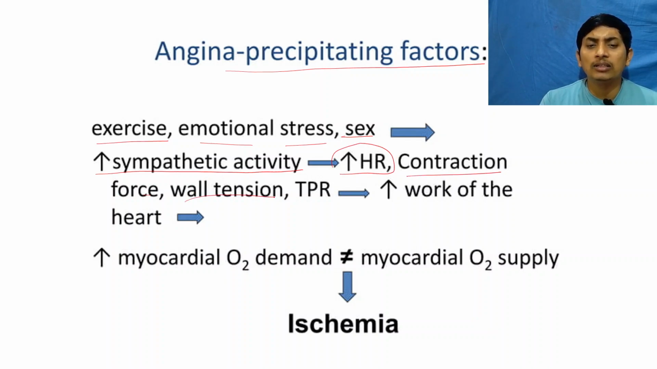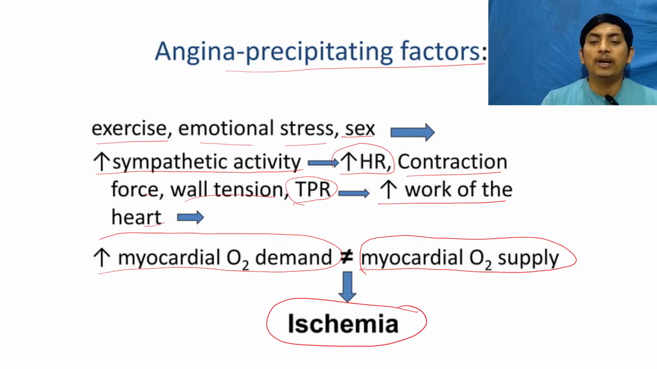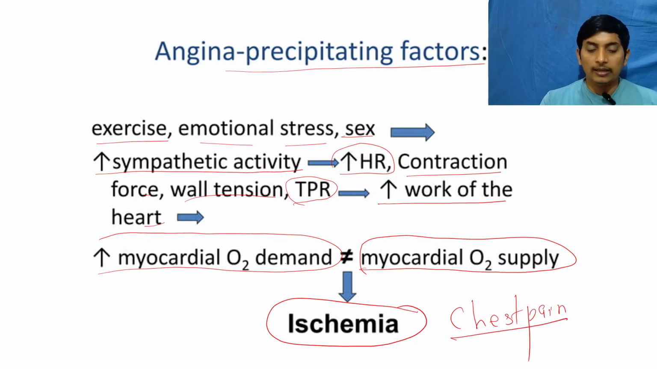Wall tension, so in our heart the pressure increases. Total peripheral resistance is also increasing. In our blood vessels the pressure is very high, so that increases the work of our heart. When the work of our heart increases, that increases the myocardial demand. When the myocardial demand increases, and the myocardial supply, that is the coronary arteries, are already blocked, you can see there is no balance between demand and myocardial supply, and it causes ischemia, reduced oxygen supply, and the patient suffers from chest pain. So it causes chest pain. A very simple flow chart is included in this slide.